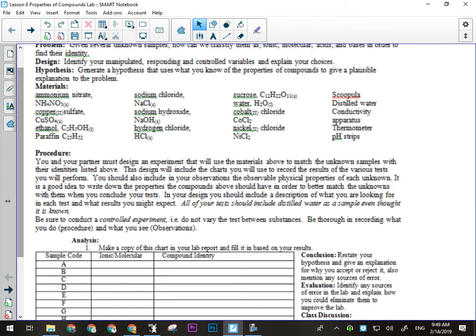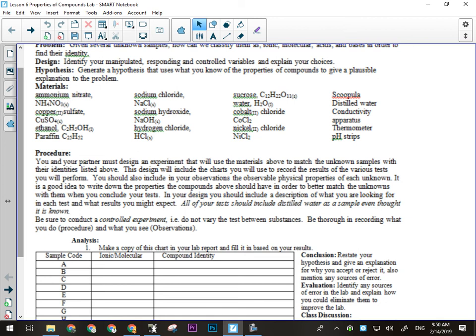A suggestion would be, look at, say, sodium hydroxide, which is NaOH. NaOH is an ionic compound, and these are the other properties that it would have. Then see, do any of my observations fit with what the properties of that compound should be? If they do, that's what it is. That's what you're going to have to do.